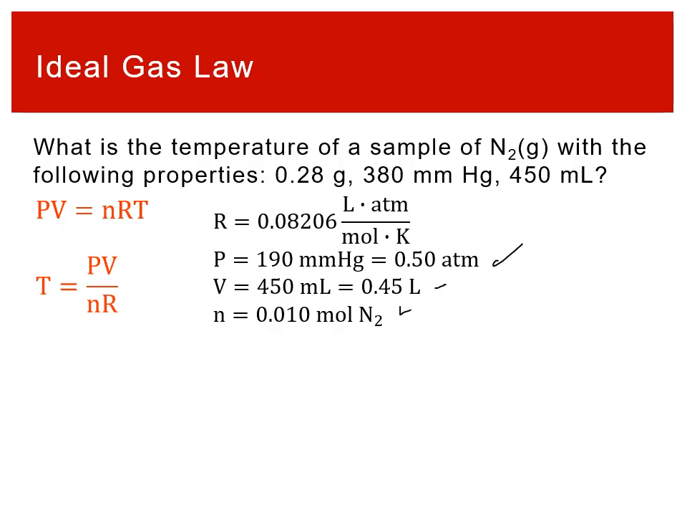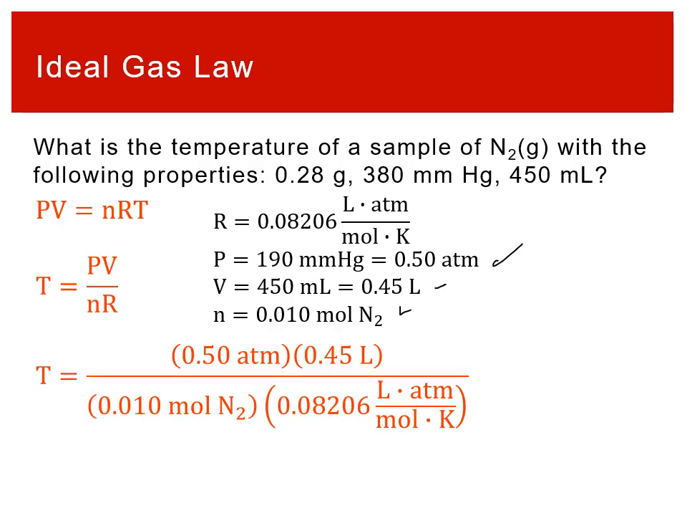Okay, so we've done all those unit conversions, and we can get everything set up. We plug them into the T equals PV over NR expression: the P and the V, and then the number of moles and our R value. Atmospheres cancels atmospheres, liters cancels liters, moles cancels moles. What we're left with is 274, and then 1 over Kelvin, which is the same thing as Kelvin if we invert it. This is a totally acceptable answer. The problem didn't give you a temperature, so you can just report it in Kelvin.